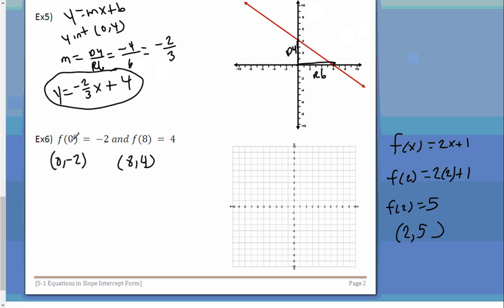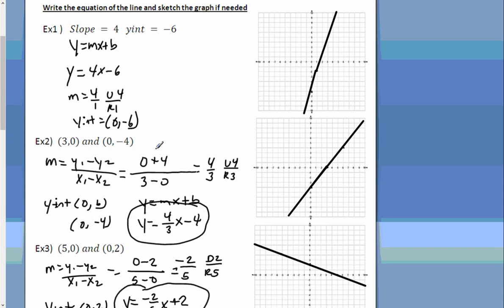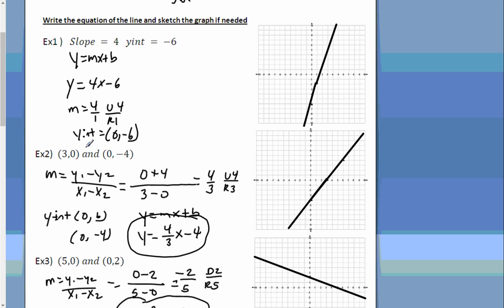Let me walk you through that again. I put a 0 in the machine, I get a negative 2 out. I put an 8 into the machine, I get a 4 out. Input, output, x, y. Put a 0 in, get a negative 2 out. Input, x, output, y. So there it is. I've got everything I need. Now this problem looks exactly like what we did earlier, which is two points, right?